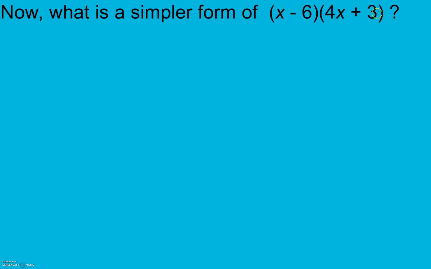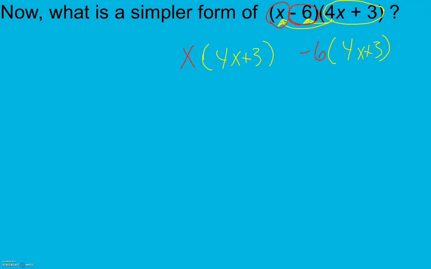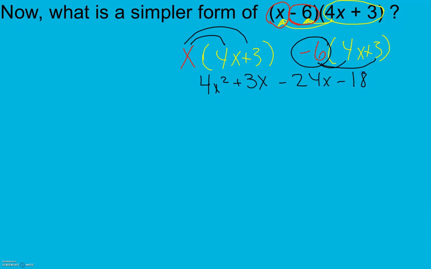Now here we're going to do the same thing. I'm going to take my entire second polynomial and multiply it by everything inside my first polynomial. So I'm going to take 4x plus 3 twice. The first time, I'm going to multiply it by the x. The second time, by the negative 6. Now, I'm going to distribute again into my binomials there. x times 4x gives me 4x squared, and x times 3 gives me 3x. I take that sign with my number and get negative 24x, and negative 18.